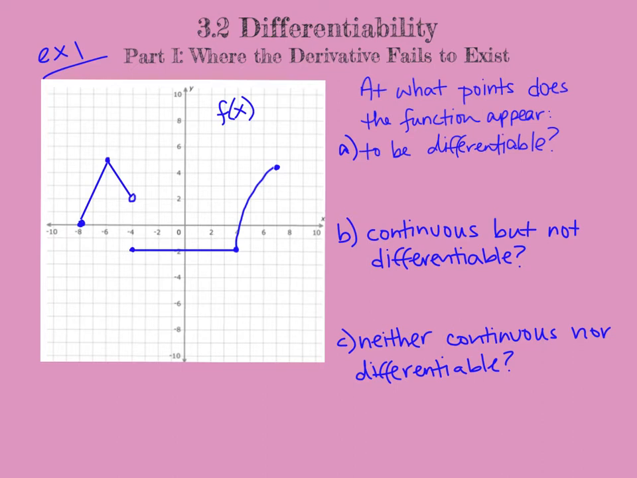So let's take a look at part A. We want to see at what points our function appears to be differentiable. Well, we are going to just say it's differentiable everywhere except for the few spots that it's not. There's an infinite amount of points in between -8 and 7, looking like that's what our domain is. And as we look from left to right, we're good until we hit our first corner here at x is -6. So we're not differentiable at -6.